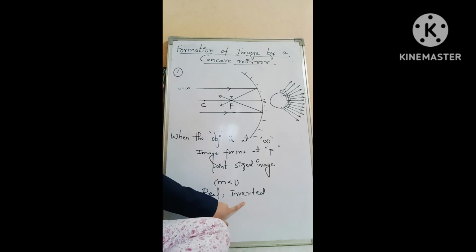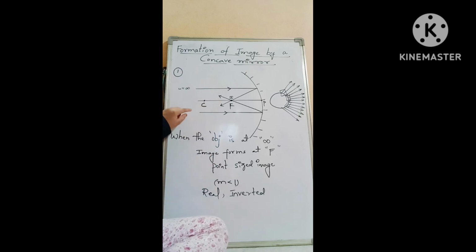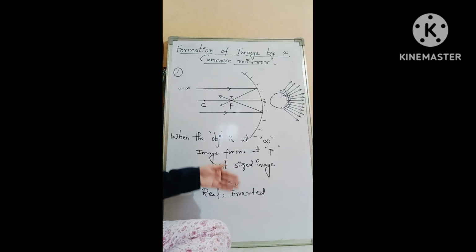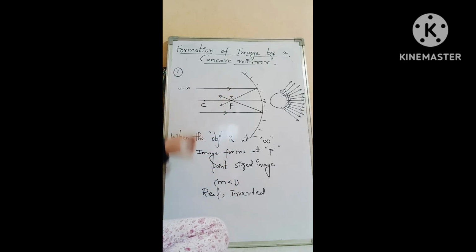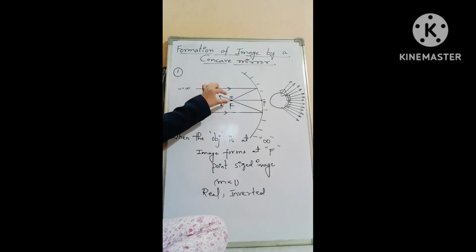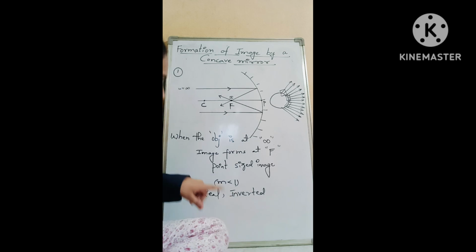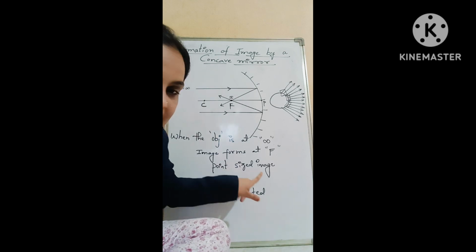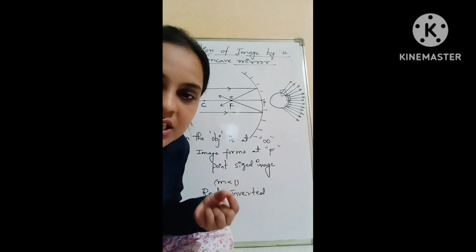Real is always inverted. Okay, where we have placed the object at infinite distance. So while drawing the ray diagrams, you have to write the characteristics of the image also by seeing the diagram. First you have to write about the object, where you have placed the object. You have placed the object at infinite distance. Okay, image forms at focus. Next you can see what is the size of the image compared to the object. It is point sized, so the image is point sized, or you can write diminished image.